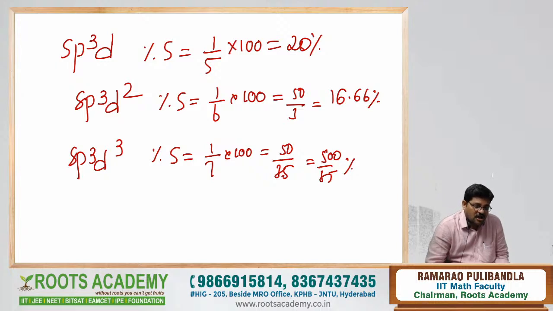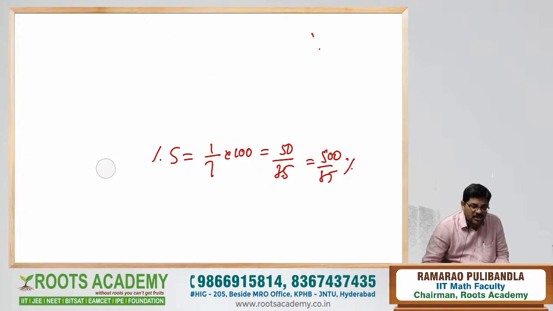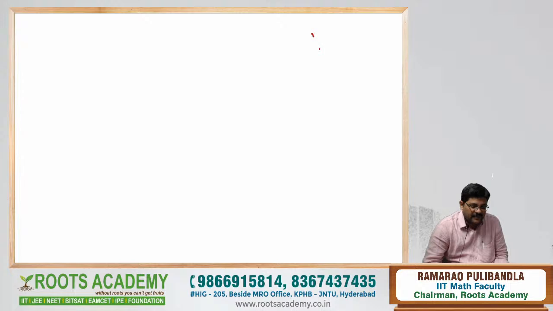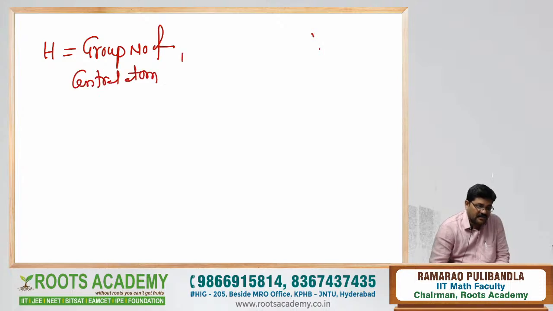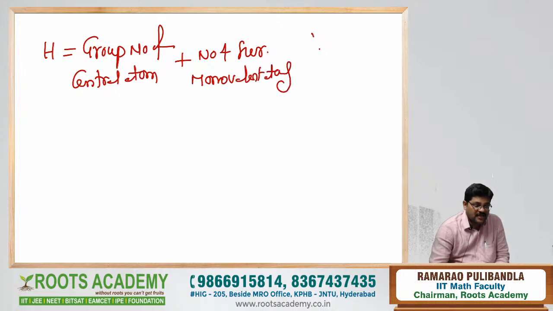And we go for the shortcut ways for the calculation of hybridization. Now we go for the shortcut method for the calculation of the hybridization. See, what is the shortcut formula I write? Hybridization H is equal to the group number of the central atom, plus the number of surrounding monovalent atoms. What is the meaning of monovalent? Single bond formation atoms, plus or minus charge, by 2.